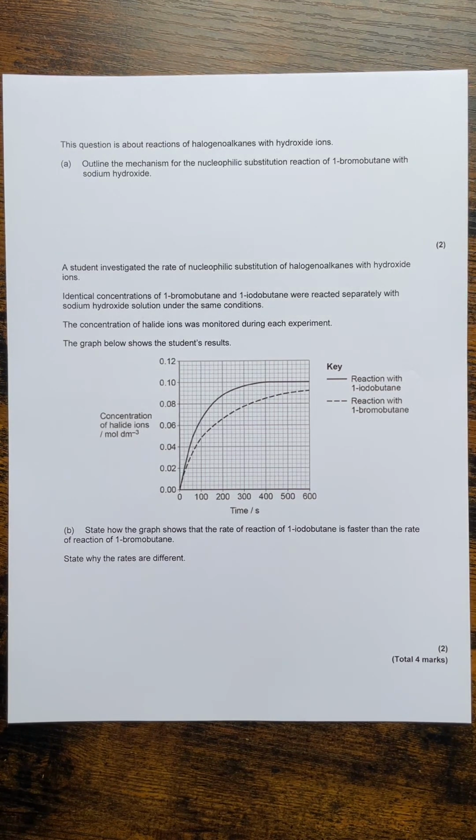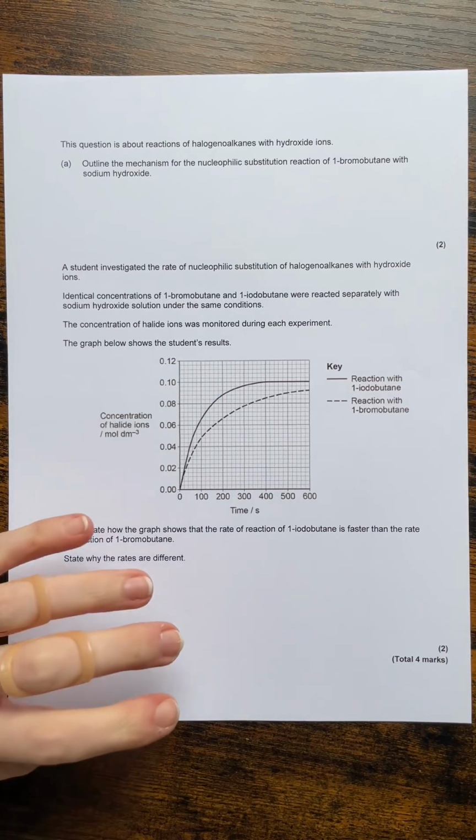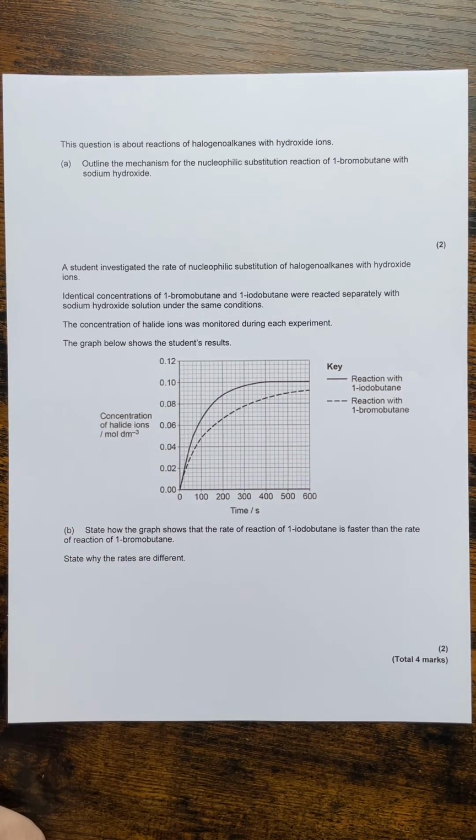Now we're starting off with a mechanism. So we're told that this question is about reactions of halogenoalkanes with hydroxide ions. And that's quite useful because then in the actual question, we're asked to outline the mechanism for the nucleophilic substitution reaction of 1-bromobutane with sodium hydroxide. Now, they've already told us that from the sodium hydroxide, we are focusing on the hydroxide ions, but of course, you will need to know your mechanisms well enough to know that that is what this question is asking you to use as a part of the mechanism.